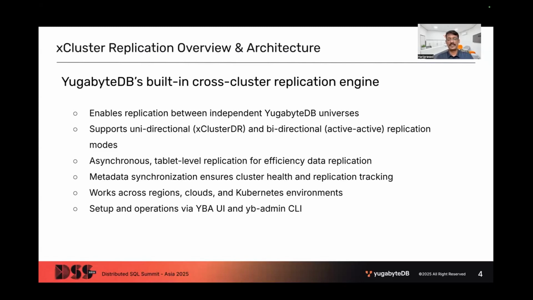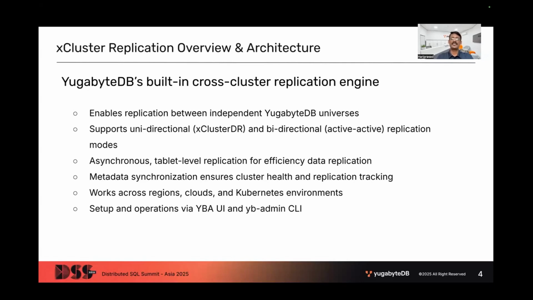xCluster, as we have been discussing, enables replication between two independent Yugabyte universes. A universe is nothing but a logical grouping of clusters, in the sense of a primary cluster and one or more read replica clusters. So the replication here is only among the primary clusters. xCluster supports both unidirectional and bidirectional replication modes. Unidirectional replication mode is often referred to as xClusterDR or transaction replication.